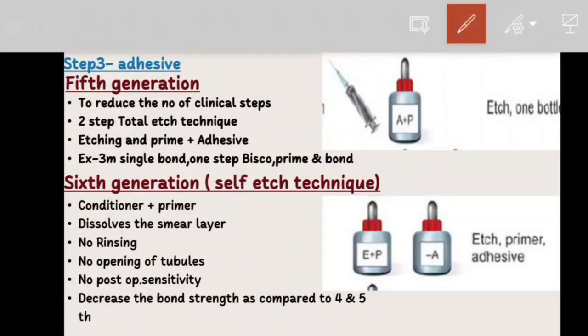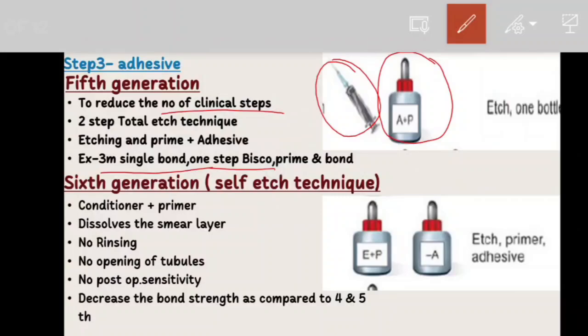Now the fifth generation, it reduces the number of clinical steps. So it is a 2-step system. First one is etching and second is primer and adhesive together. Examples are 3M Single Bond, One-Step Bisco, Prime and Bond.